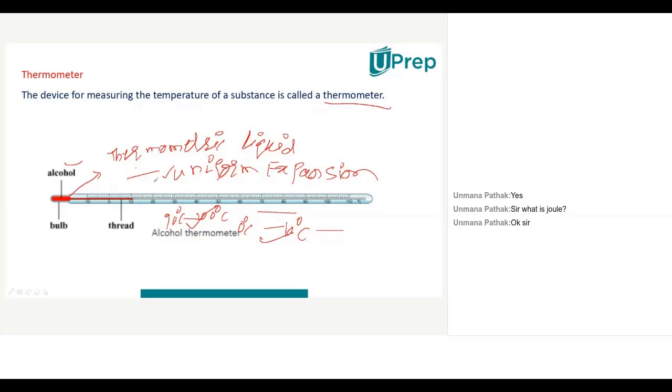But whether it may be alcohol or mercury, on what principle do you measure the temperature? By using which logic can we measure the temperature? Tell me anyone. On which logic can we find out the temperature of any object?